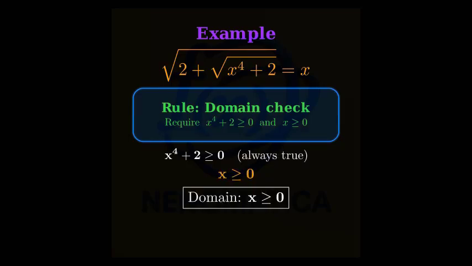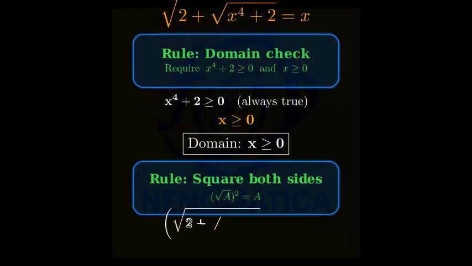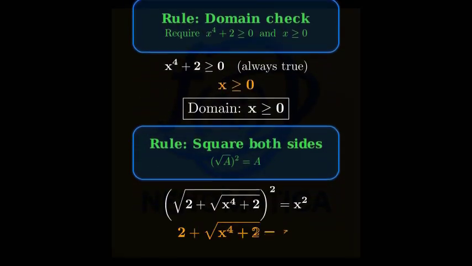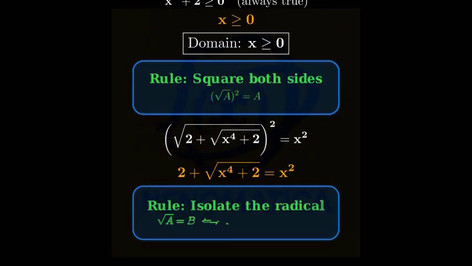Step 2. Square both sides to remove the outer square root. This gives 2 plus the inner square root equals x squared. Step 3. Isolate the inner square root by subtracting 2 from both sides. We obtain square root of x to the 4th plus 2 equals x squared minus 2.